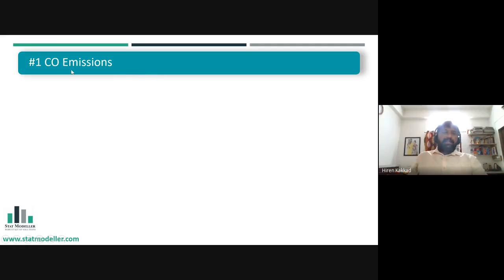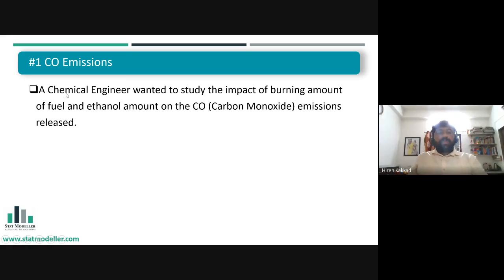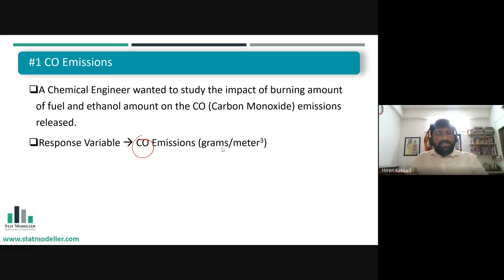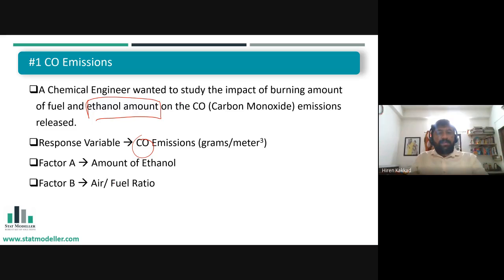Now I have one dataset, that is CO emissions. A chemical engineer wanted to study the impact of the air to fuel ratio and the amount of ethanol on the CO, that is carbon monoxide emission released. The response variable is this CO emission, measured in grams per meter cube. Factor A is the amount of ethanol, and factor B is the air to fuel ratio. The replication in this experiment is done 2 times, so that is what data is available.